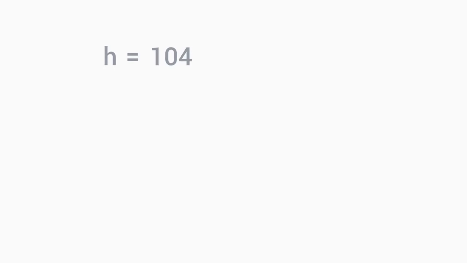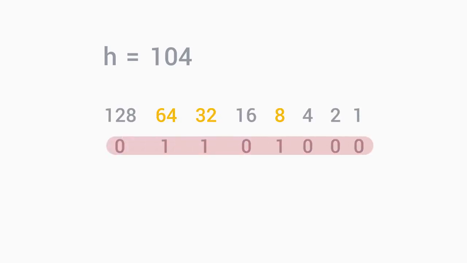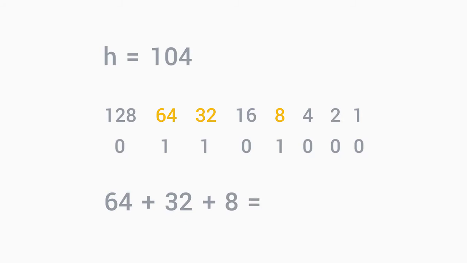Let's look at our ASCII to binary table again. The letter H in binary is 01101000. Now let's look at an ASCII to decimal table. The letter H in decimal is 104. Now let's try our conversion chart again. 64 plus 32 plus 8 equals 104. Look at that. The math checks out.